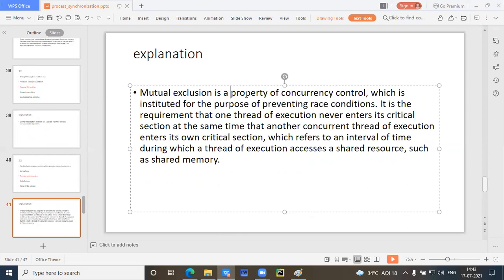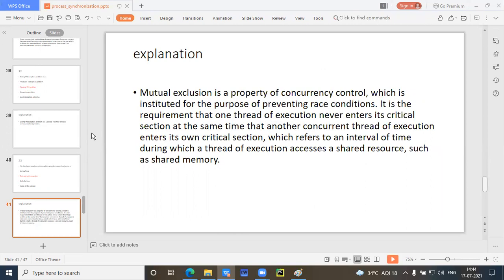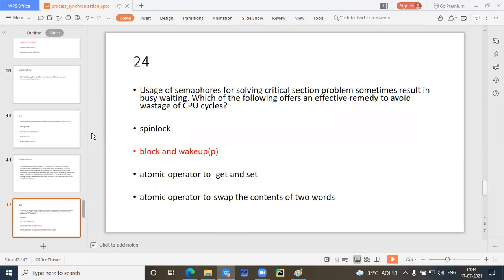Mutual exclusion is a property of concurrency control which is instituted for the purpose of preventing race conditions. It is the requirement that one thread of execution never enters its critical section at the same time that another concurrent thread of execution enters its own critical section, which refers to the interval of time during which the thread of execution accesses a shared resource, such as shared memory. And usage of semaphores for solving critical section problems sometimes results in busy waiting.